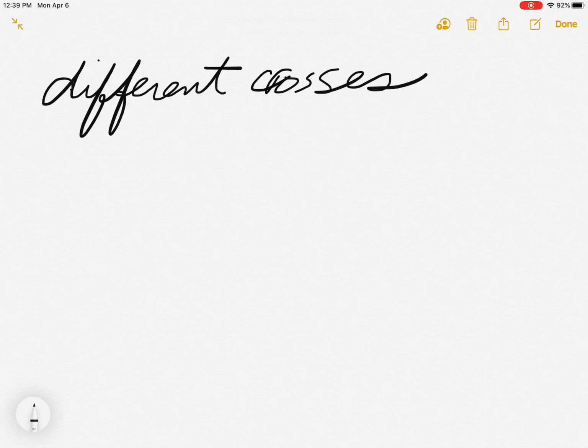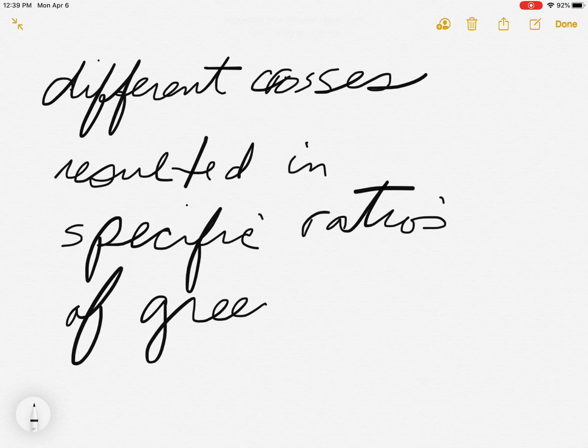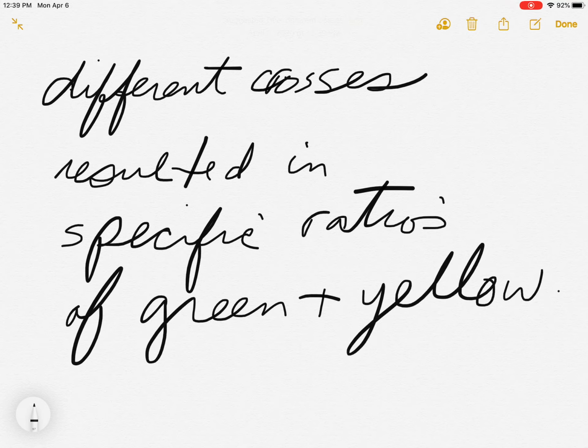And what he found was that different crosses resulted in specific ratios of green and yellow peas. So in other words, it wasn't just a random green pea every so often. He found out that if he did it 100 times, then 25% of them would come out, say, green, which is weird because that happened repeatedly over and over and over. So he realized that there must be something going on inside the peas. There must be some way that the peas were transferring this yellow and green nature or trait to their offspring.